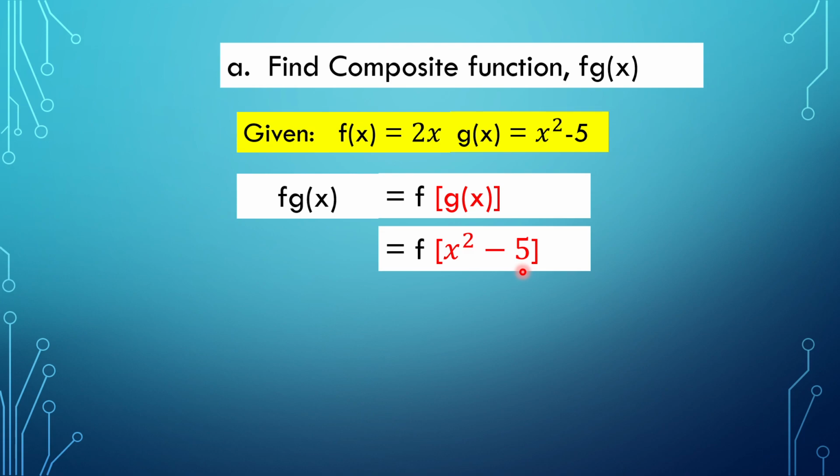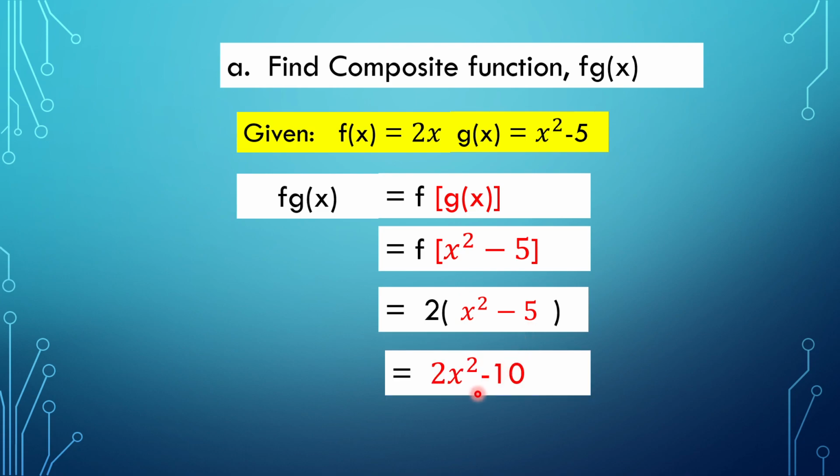Now you need to substitute the new object into function f. So x squared minus 5 has to be substituted into f. So what you do, refer to the f function. The f function is 2x. Change the x as an empty bracket. So 2x becomes 2 empty bracket. Now you can substitute the object, that is x squared minus 5. Expand this and you'll get the answer for f(g(x)).